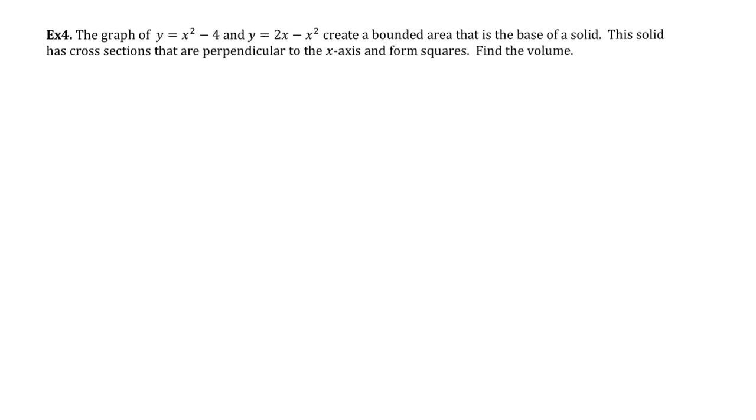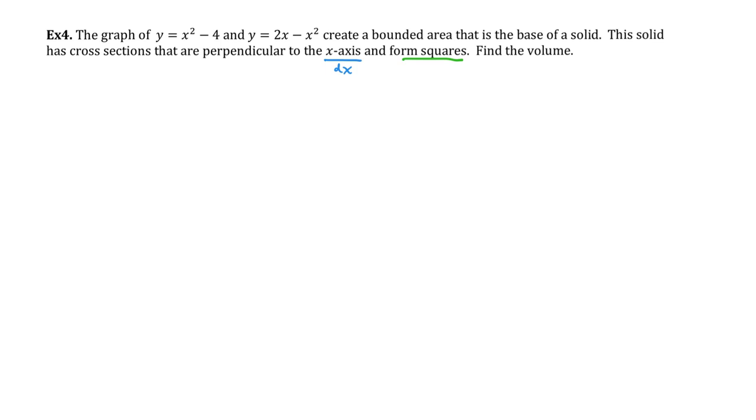Okay, last example, no graph given. Okay, the graph of y equals x squared minus 4 and y equals 2x minus x squared create a bounded region that is the base of a solid. This solid has cross sections that are perpendicular to the x-axis, first important information, and they form squares. Find the volume.